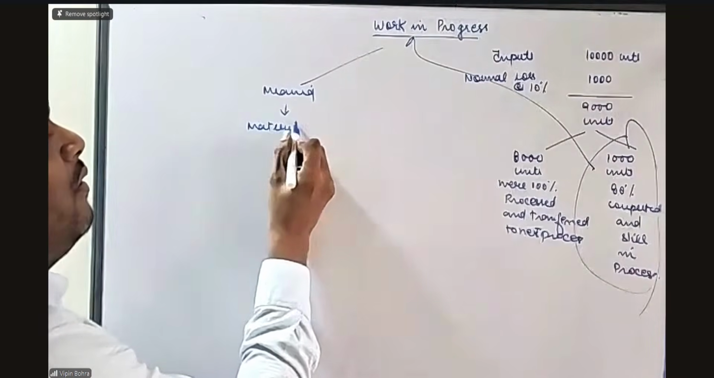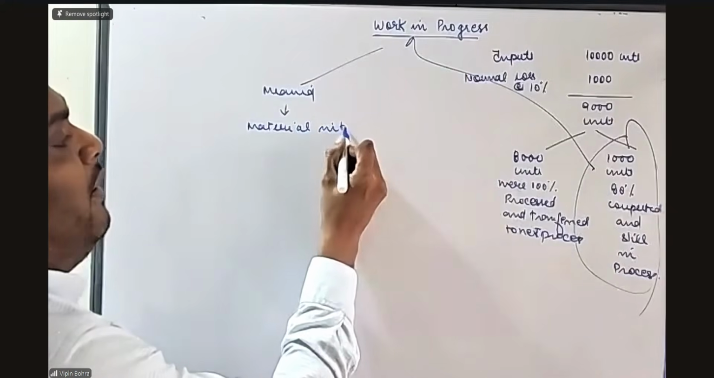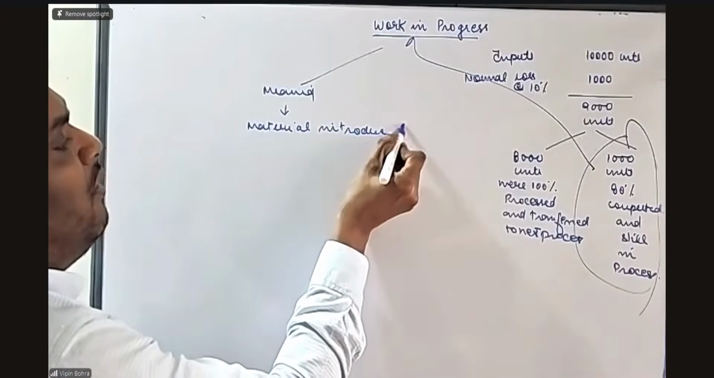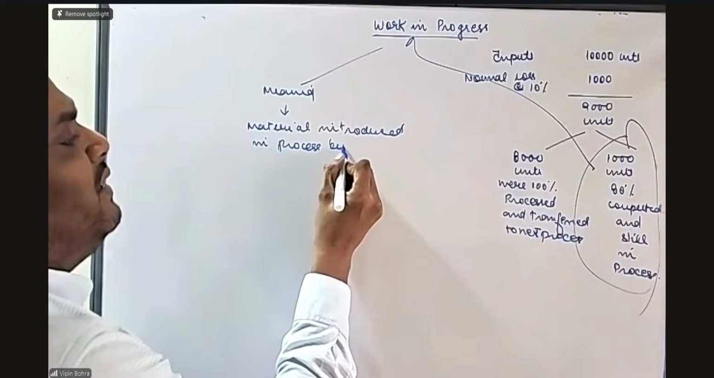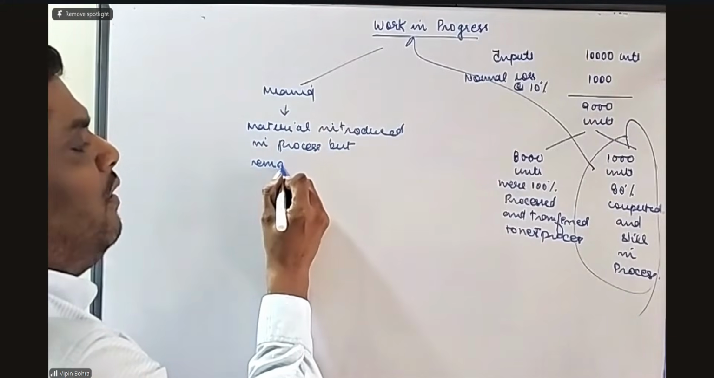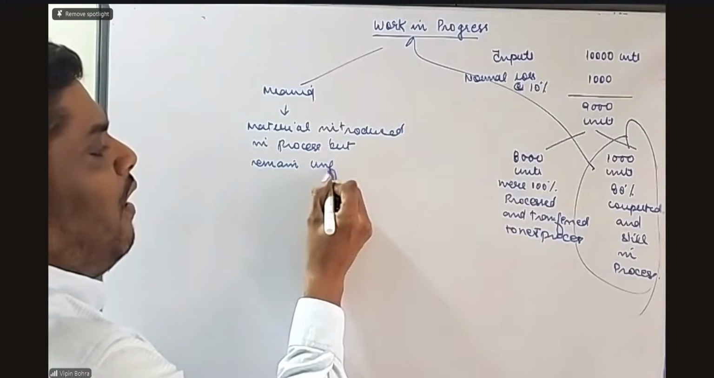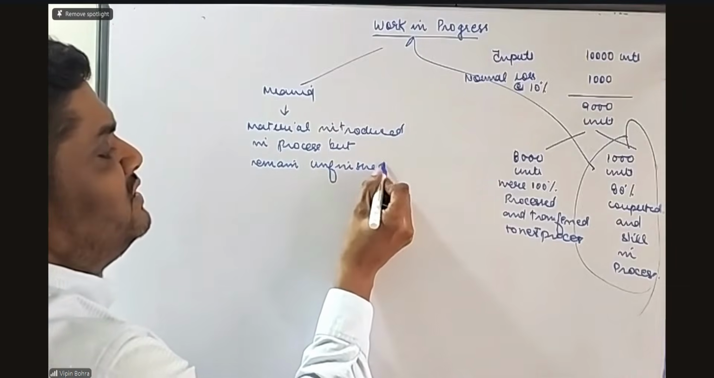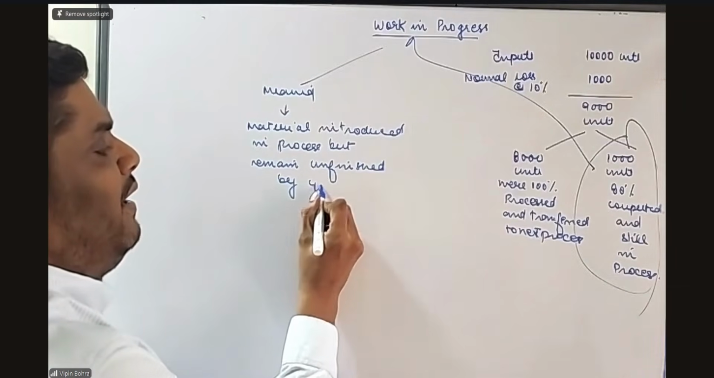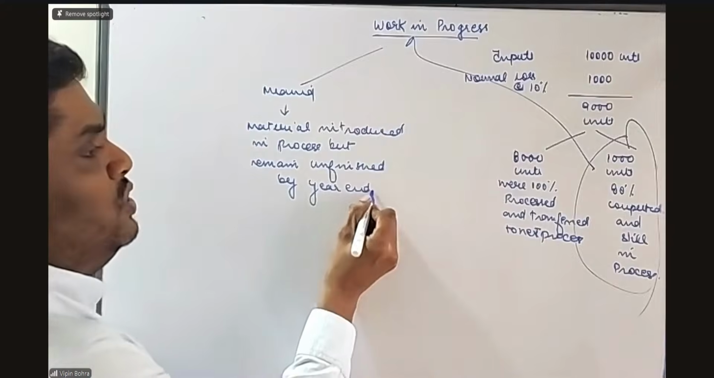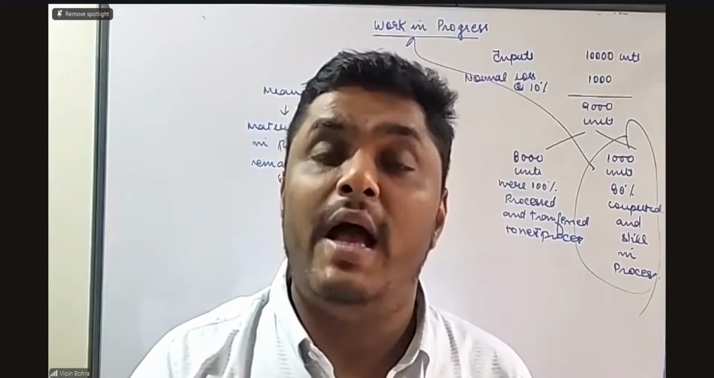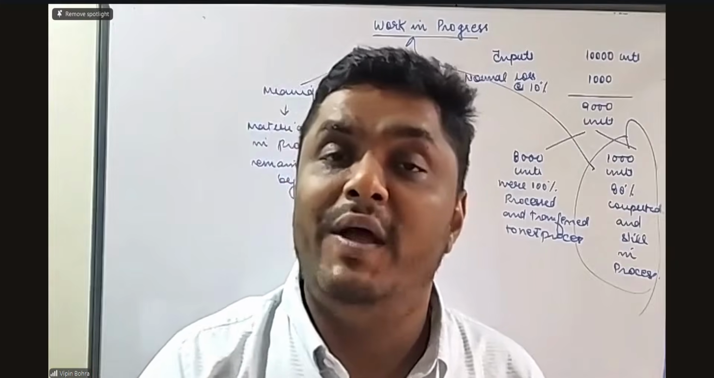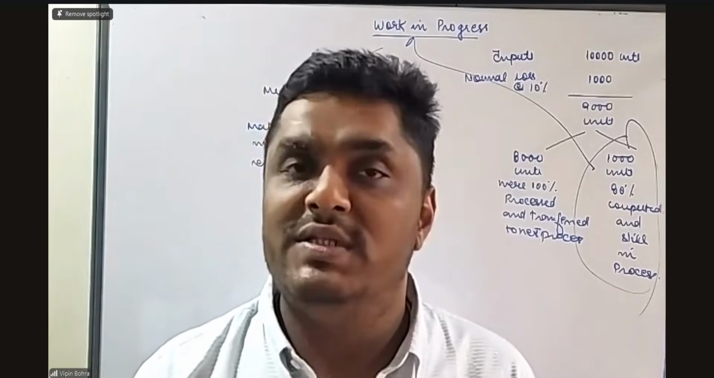material introduced in process but remain unfinished by year. So ये जो 1,000 यूनिट्स है, we call it as work in progress. जिस पे काम अभी तक complete नहीं हुआ है, that's why we were not able to transfer to process second.